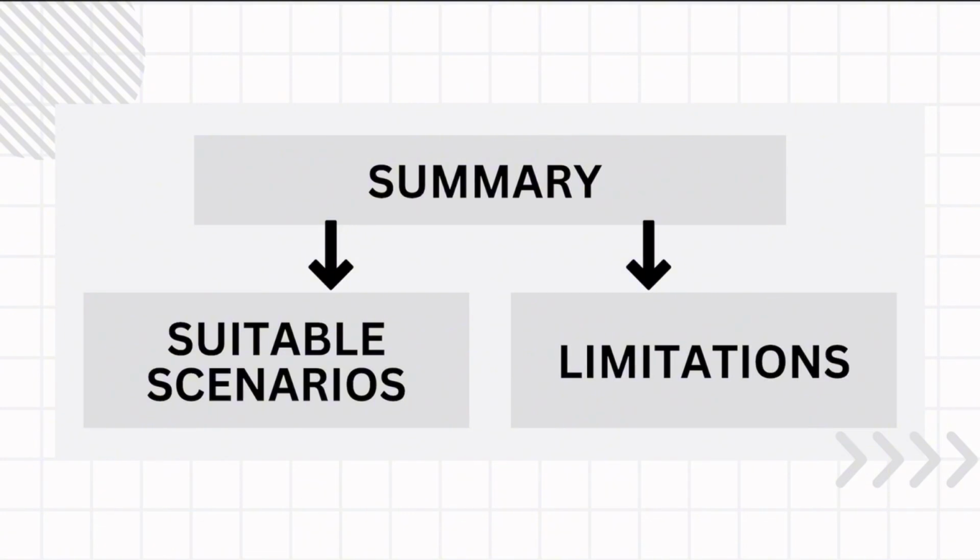To summarize, one is suitable scenarios. The bisection method is ideal for solving equations with one root in a continuous interval. And two is limitations. It cannot handle discontinuities or multiple roots within the same interval.